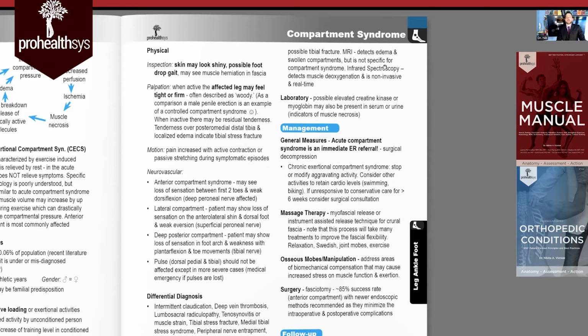MRI, again, detects edema, swollen compartments, but it's not specific for compartment syndrome. Laboratory tests, again, if it's a long-standing condition, you might see elevated creatine kinase with muscle breakdown potentially. But again, you should pick this up in your physical exam way before you're into these tests.